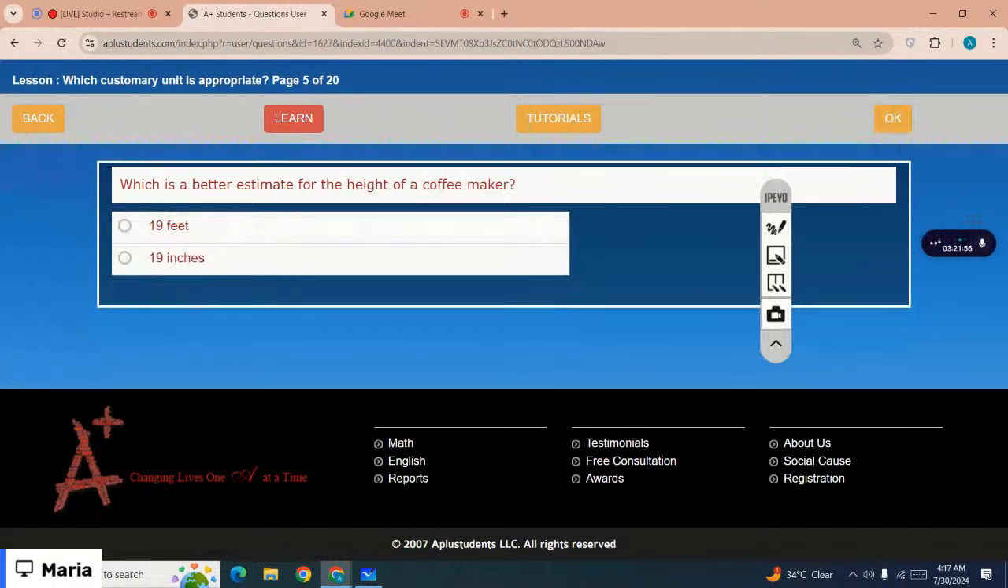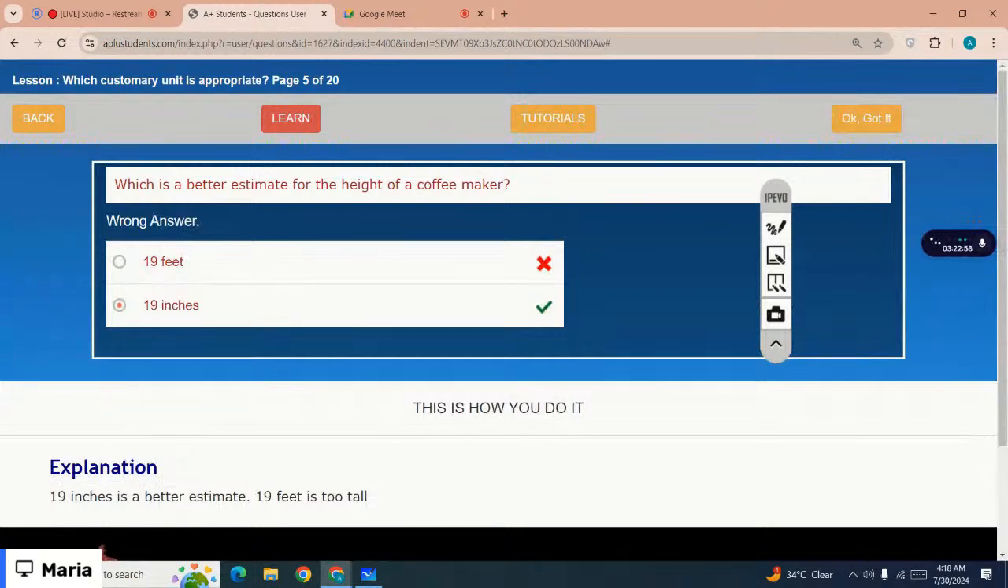Which is the better estimate for the height of a coffee maker? So, which is the correct option? The height of the coffee maker is 19 inches. 19 feet is too much, right? Yes, 19 inches. Sorry, I selected the wrong option actually.